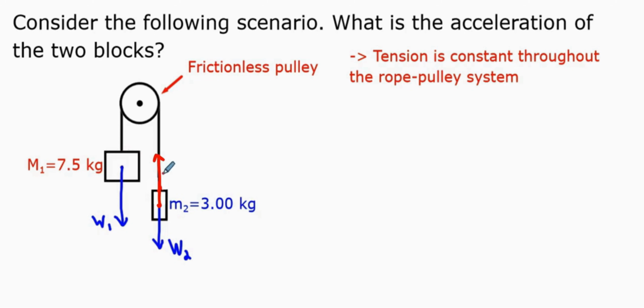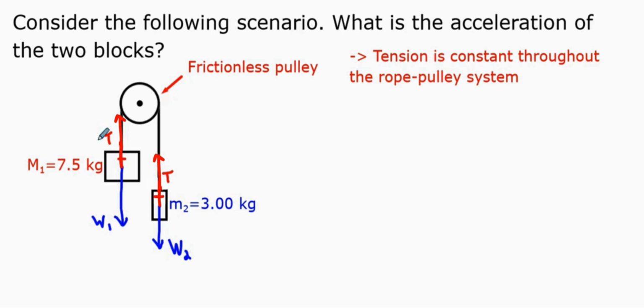So we have a tension force here, and because it's the same throughout the whole system, I also have a tension force here. Now this tension force should be equal in size to this first one. So this and this line, or vector, should be equal.